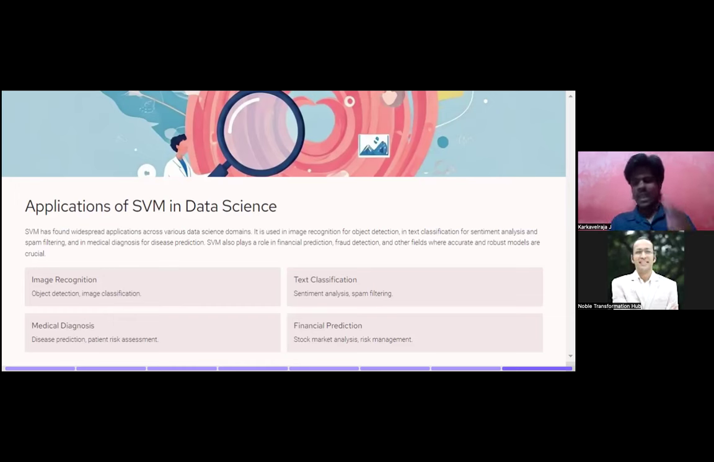Okay, so yeah, guys, we have completed the SVM theoretical understanding, the black box of SVM. In the next session, guys, we're going to see the coding part of SVM. Okay, so yeah, that's it.